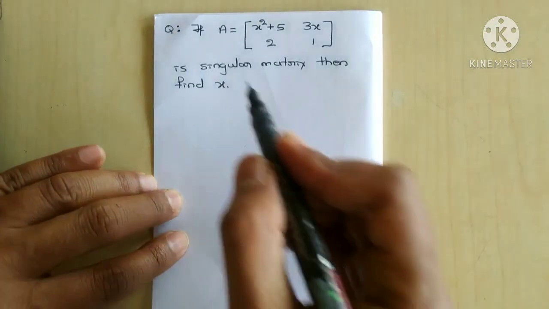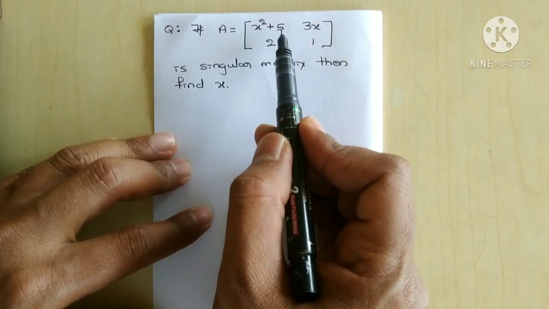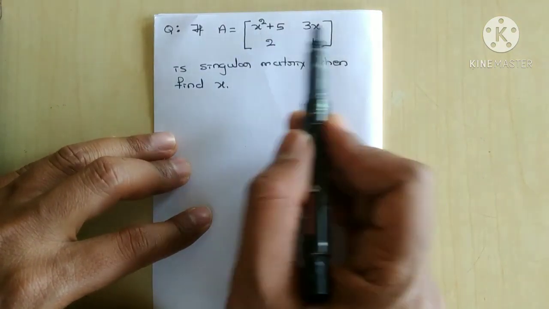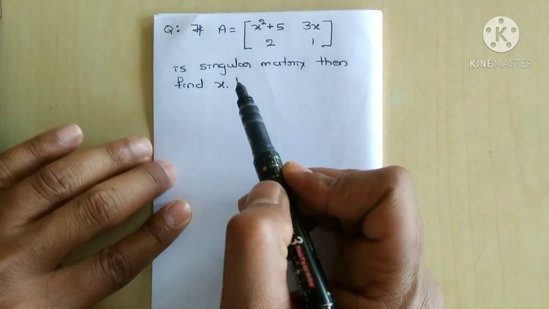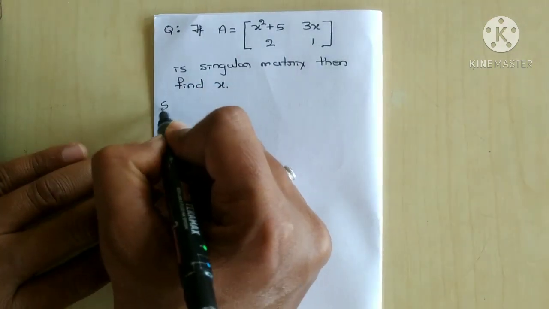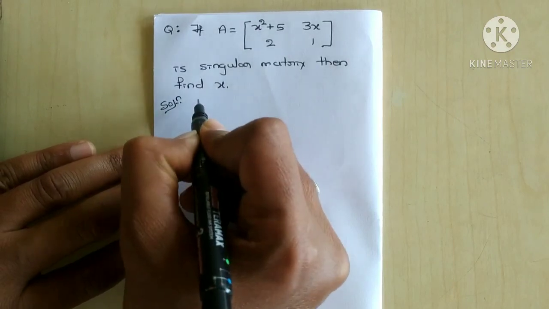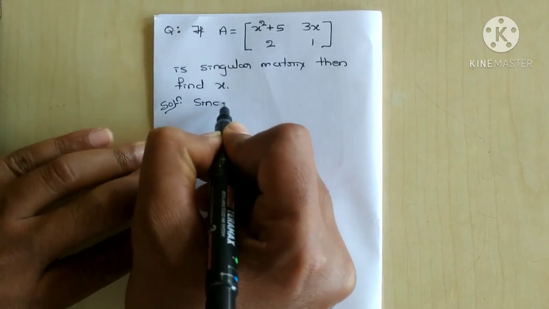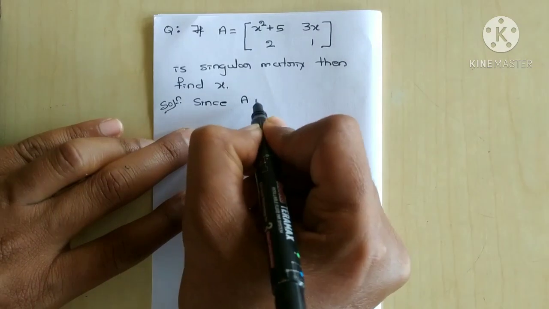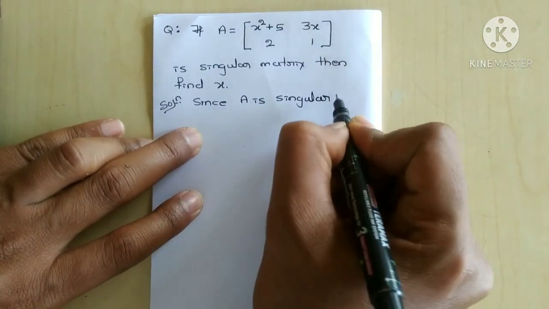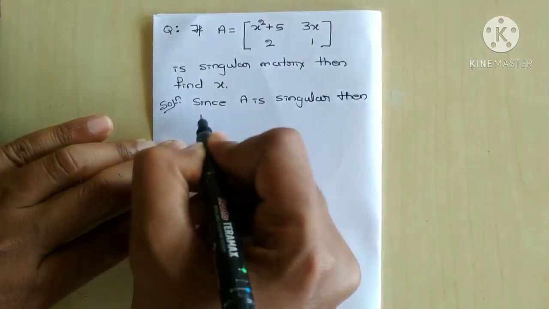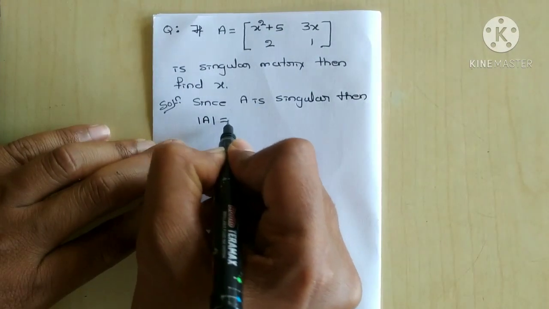Next question. If A is equal to the matrix with first row x square plus 5, 3x and second row 2, 1 is a singular matrix, then find x. Solution: write the condition. Since A is a singular matrix, then the determinant of A value goes to how much here?